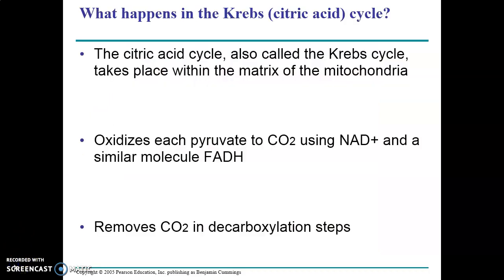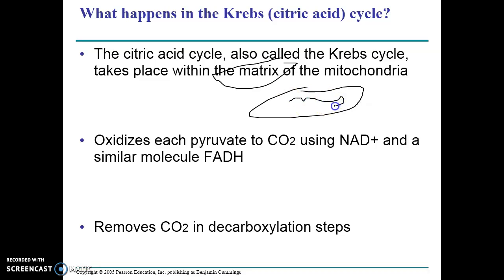Now we're ready for the citric acid cycle, and the citric acid cycle takes place in the matrix of the mitochondria. If you remember the mitochondria, here we have our mitochondria, then we have a little cristae that bends in the inner membrane, and inside, this here is the matrix. It's important to remember that the matrix contains lots of enzymes, because each step in the Krebs cycle is catalyzed by a different enzyme.